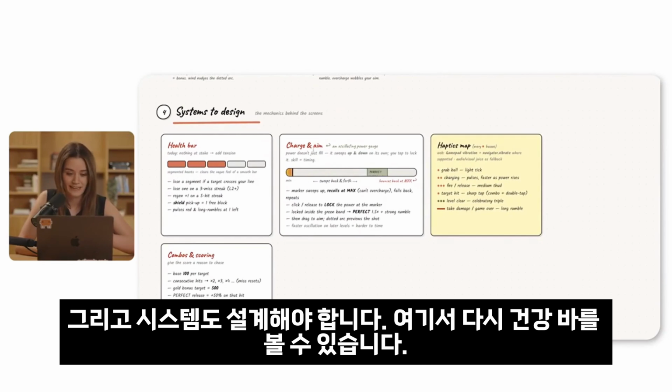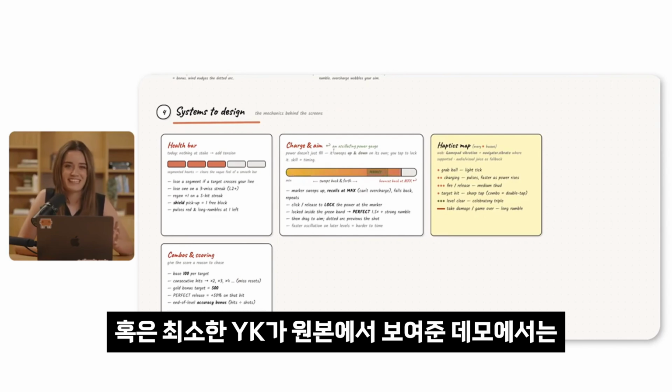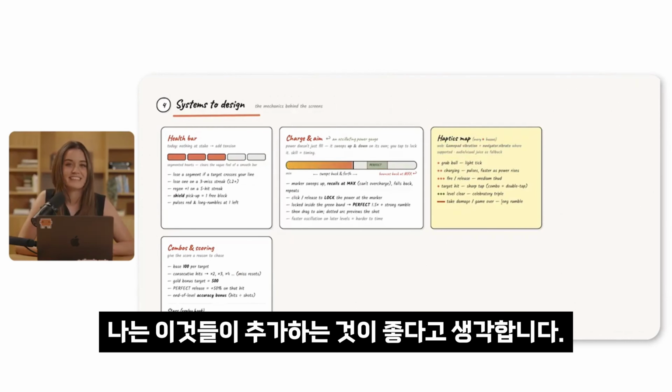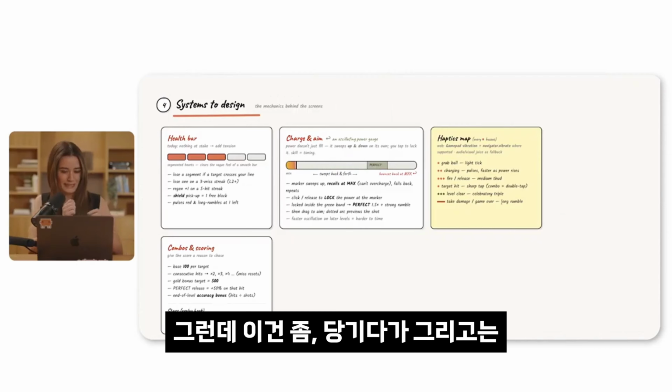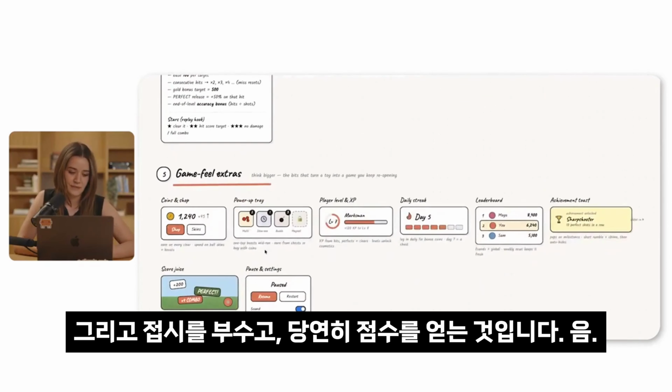So we have the health bar here again, the charge and aim. We already had this, or at least in the demo that YK just showed. The original didn't have this yet. We have some haptics, which I think are nice to add. If you're on your phone, you want to feel that something is pulling and then smashing the plates. And of course, also scoring.